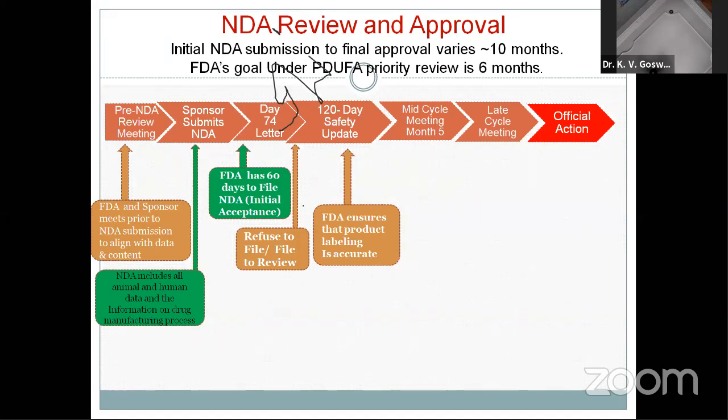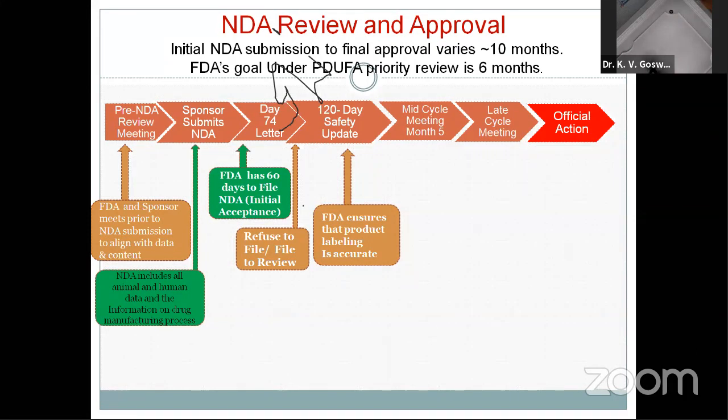So at 120 days, the sponsor submits the safety update. This is also important for FDA because based on this safety update, FDA will ensure whether it matches with the labeling, whether the labeling is accurate or not, or whether there is a need for modification.